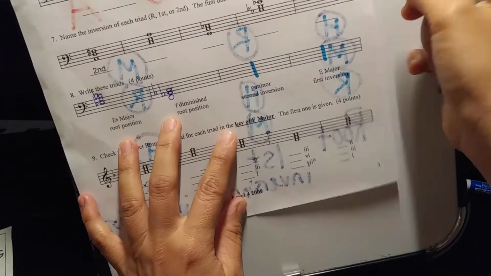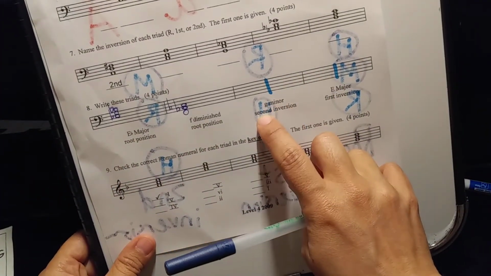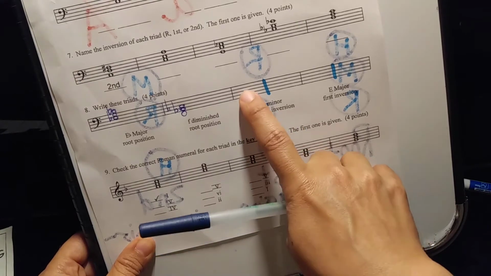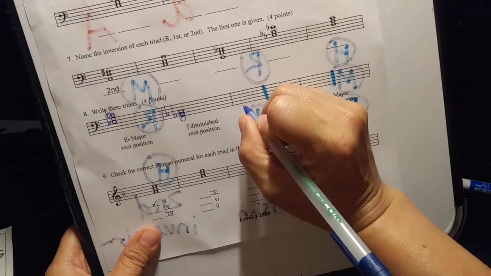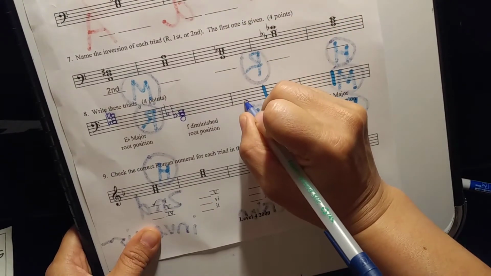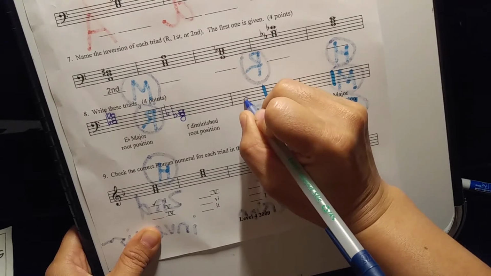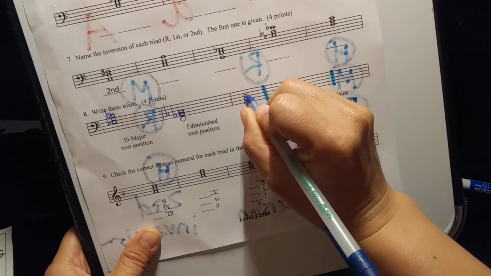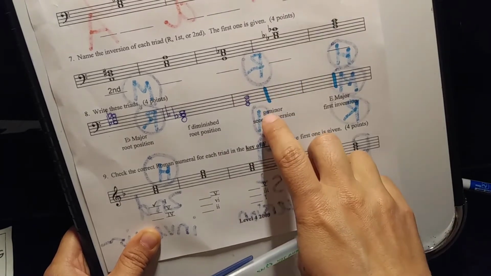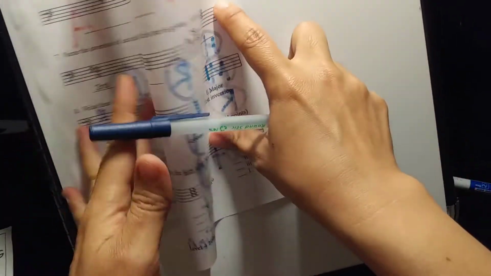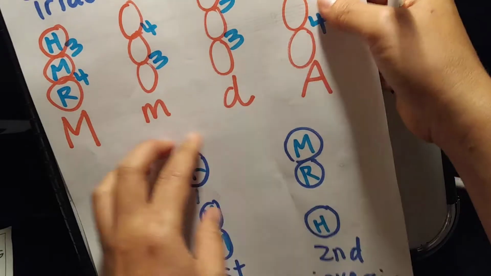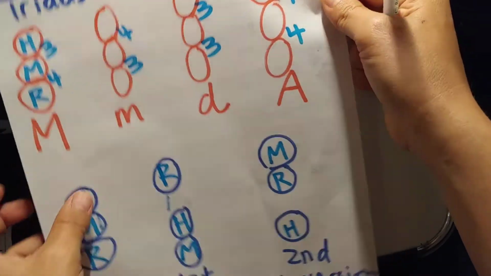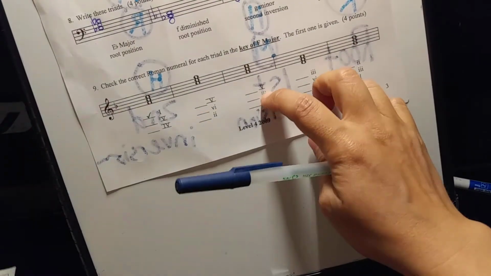Okay, the next one is G minor second inversion. So we're going to do it in root position first so that we know. So we're going to start from G. So if G is line, then those two notes are line as well. Line, line, line. So G minor. So minor, we're going to use 3 half step and then 4 half step. Okay, so we're going to start from G.